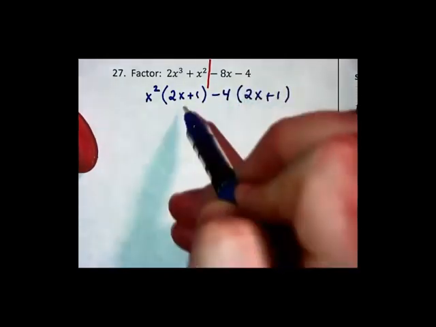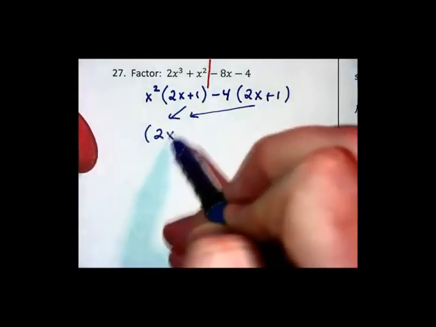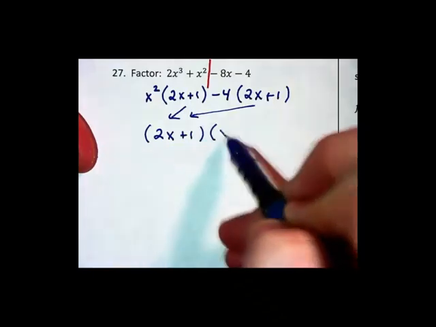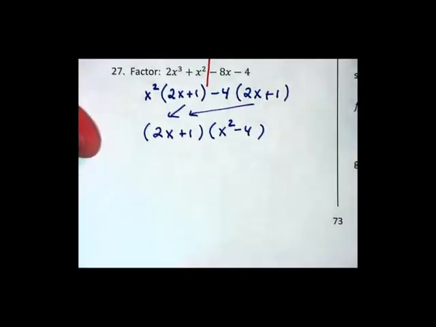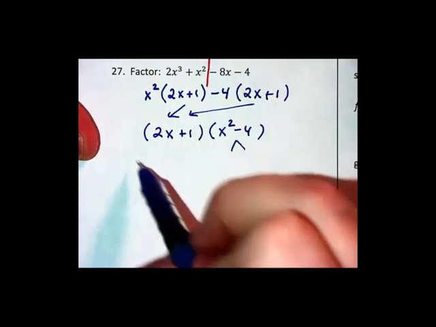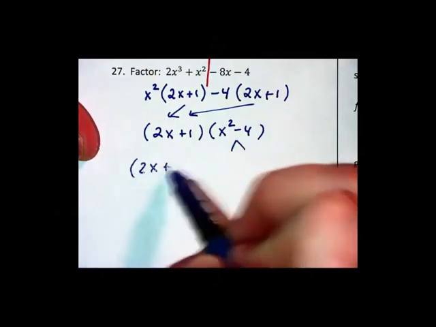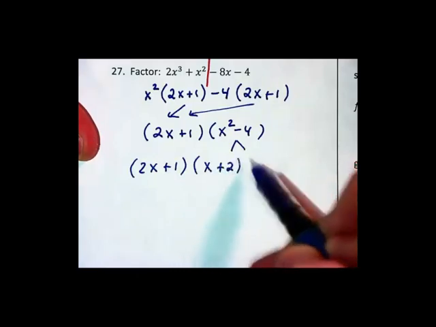The 2x plus 1 is common to each half of the problem, leaving (2x plus 1) times (x squared minus 4). Most people would stop there, but always being on the lookout for continuing further, I see I've got the difference of two squares. So my 2x plus 1 is going to be multiplied by (x plus 2) and (x minus 2).